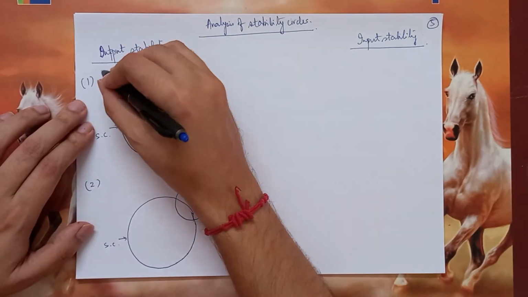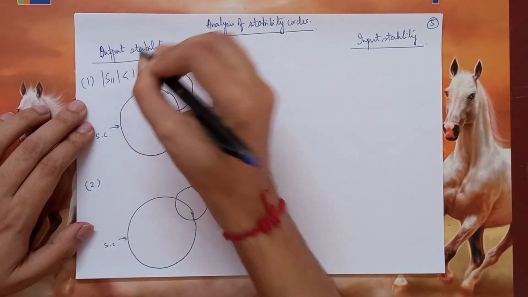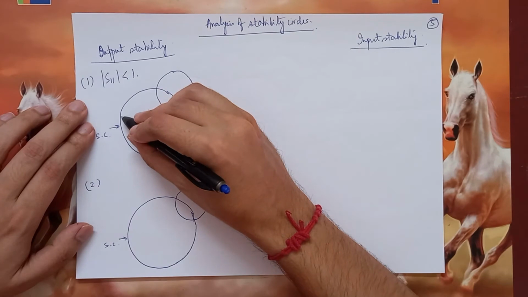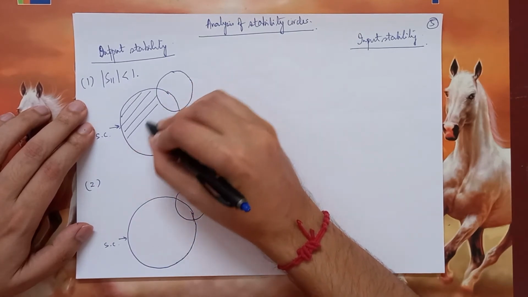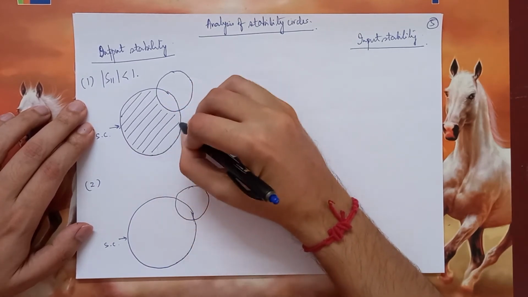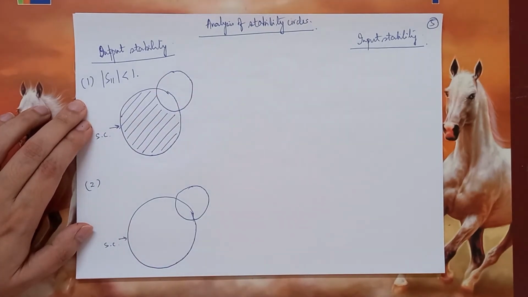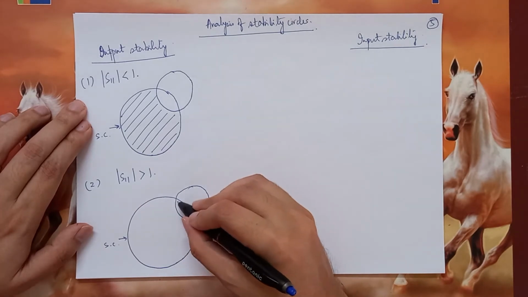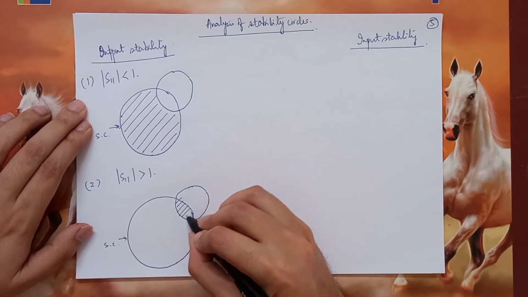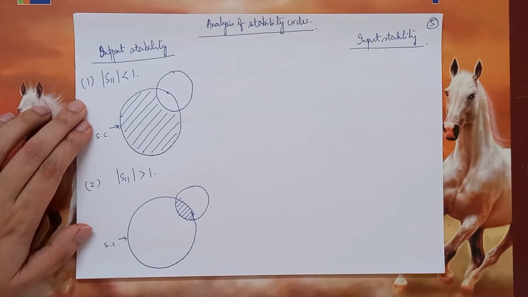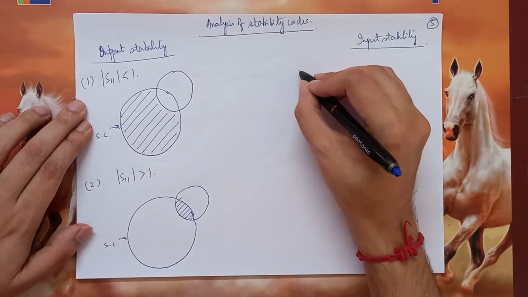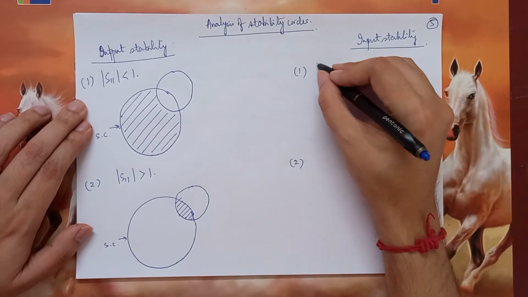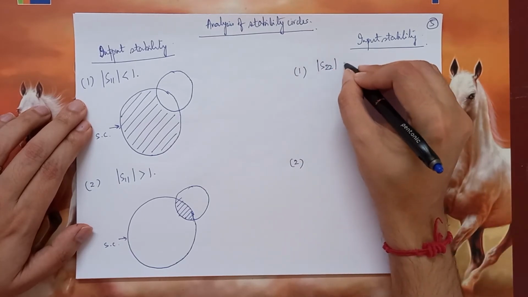So case 1, let us take the mod of S11 is less than 1. In that case, the stable region is this. ZL can be anywhere in this point. In case 2, if now mod of S11 is more than 1, then this will be the stable region. Let's draw for input stability. Again, we'll take two cases. One where mod of S22 now will be less than 1.